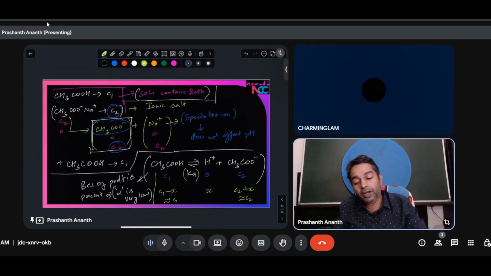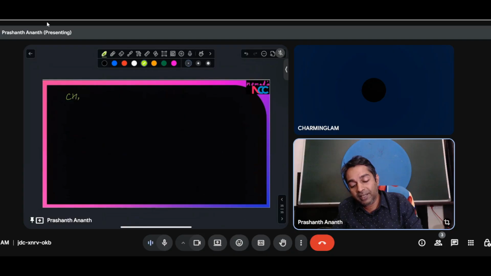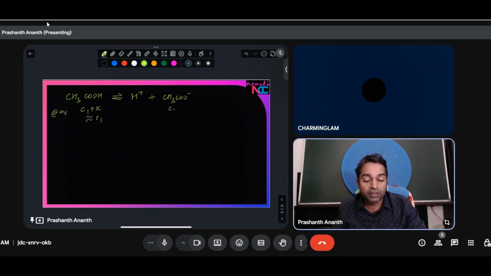So what I can now write is this: CH3COOH is going to be in equilibrium with H plus and CH3COO minus, and at equilibrium, what are the concentrations? I will have this as C1 plus x, which is approximately equal to C1. Sorry, not C1 plus x here, that is a bad mistake. It is C1 minus x, which is approximately equal to C1. Here it will be C2 plus x, which is approximately equal to C2. And this will be whatever concentration x over here.